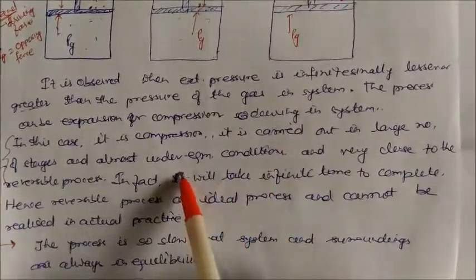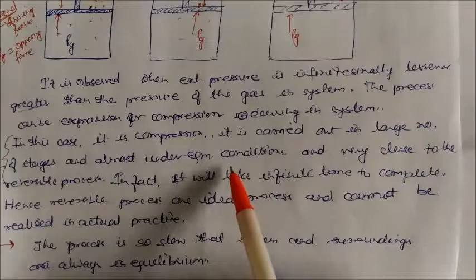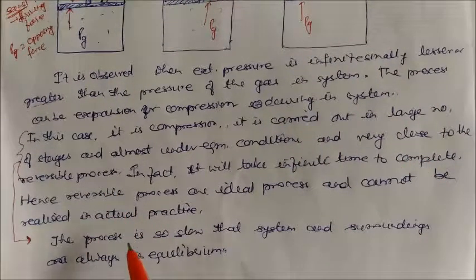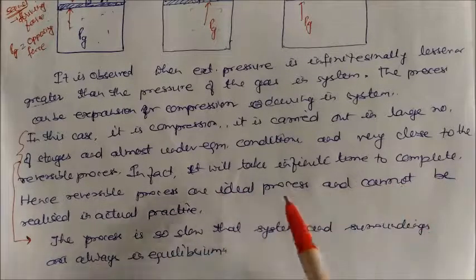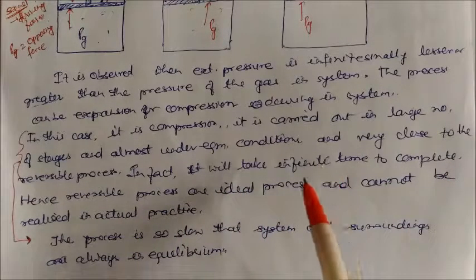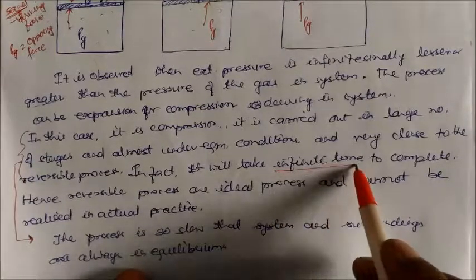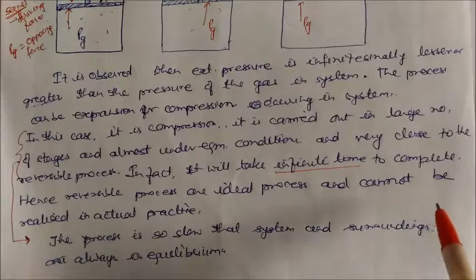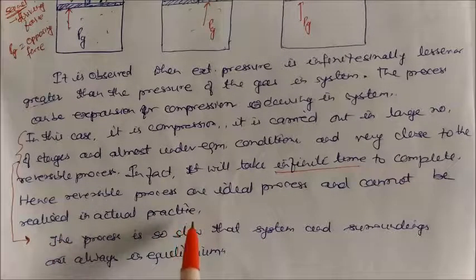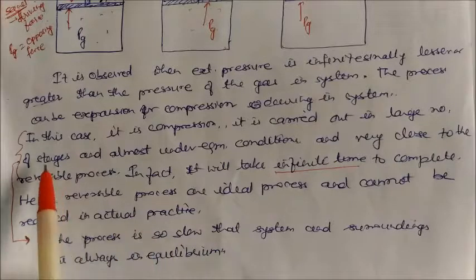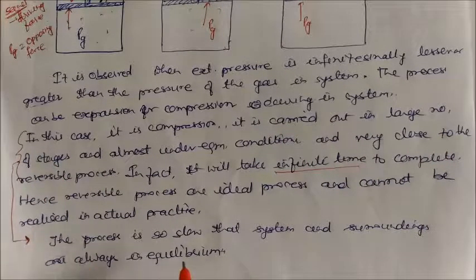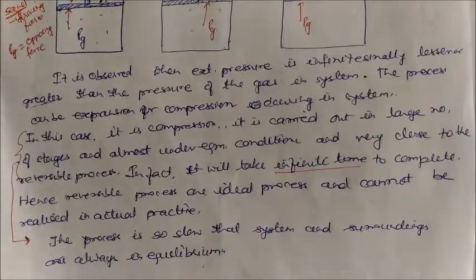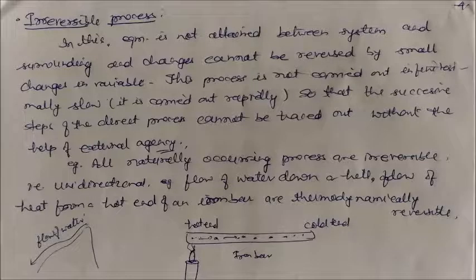gas in the system, it can go up also, down also. For going up, you have to put some sand over the piston here. When you pick one sand, it will go up. But if you throw sand on this one by one, volume compression will take place. If you take out sand from here, which is already present, expansion will take place. So it can be lesser or greater than the pressure of the gas in the system. The process can be expansion or compression. In this case, it is compression.